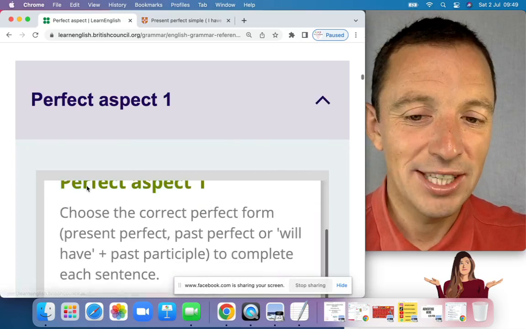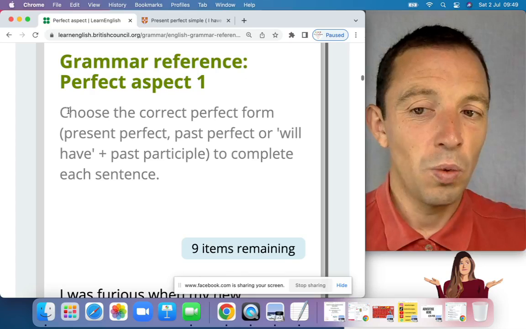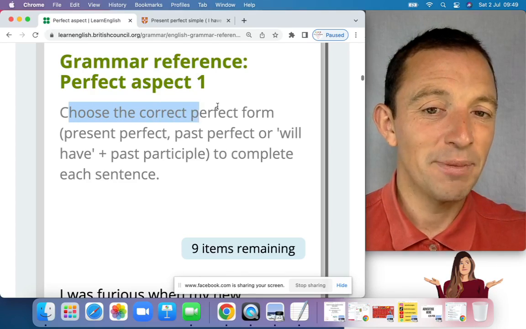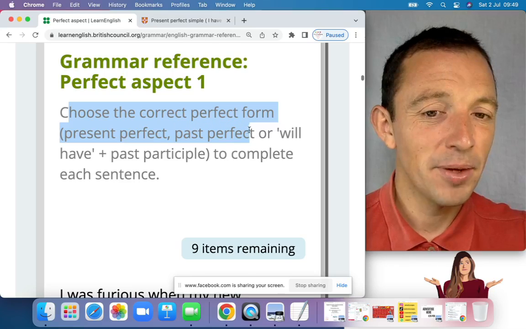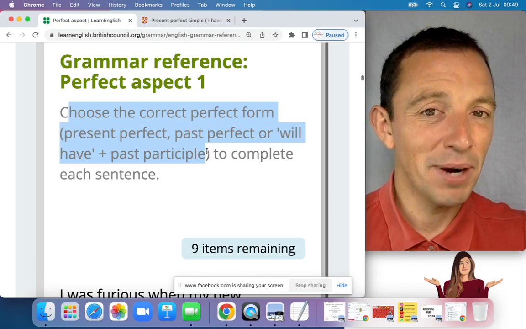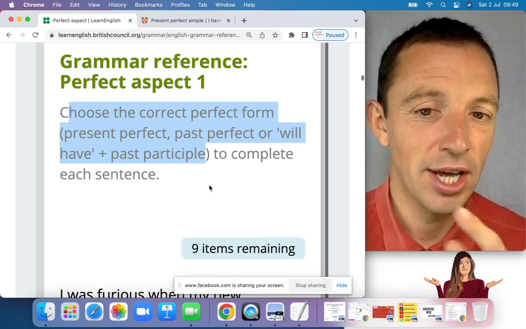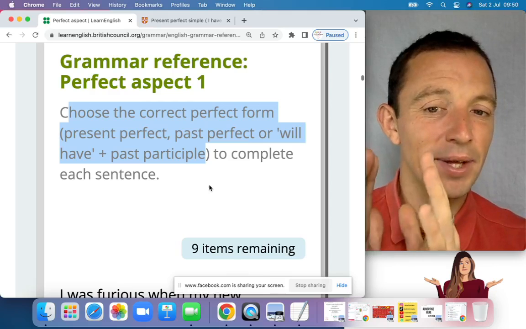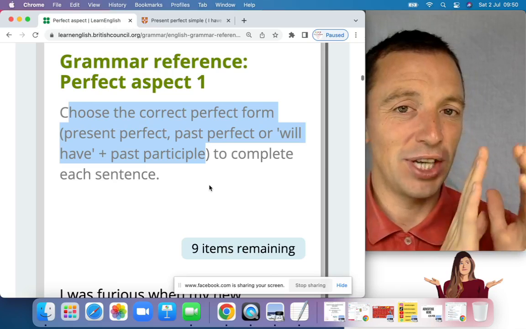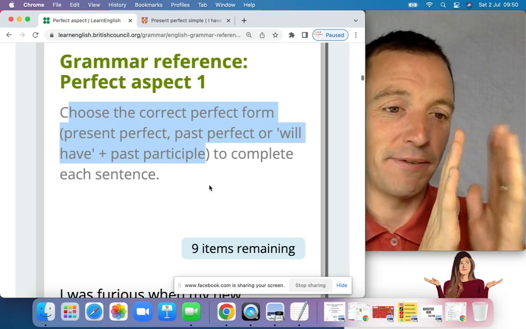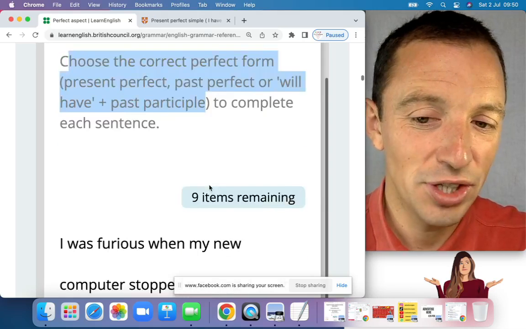Now we look at some exercises, and this is very interesting. So the instruction, we must choose the correct perfect form, the present perfect, or the past perfect, or will have plus the participle to complete the sentence. So we have three possible structures: the present perfect, have eaten; the past perfect, had eaten; or will have eaten, which is the modal in the future before a particular time in the future. So let's check the 9 questions.